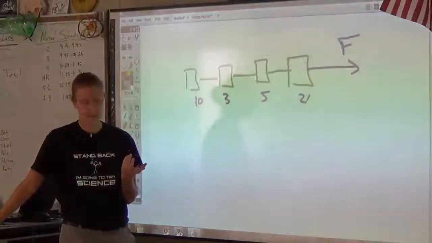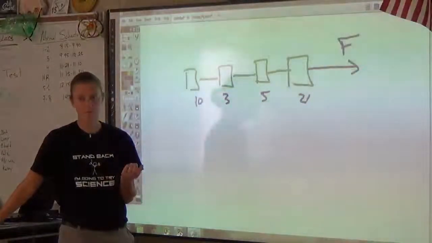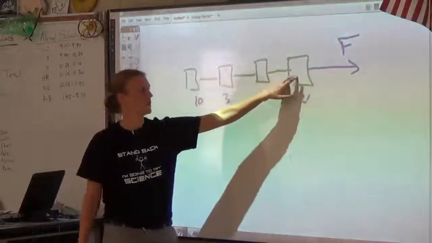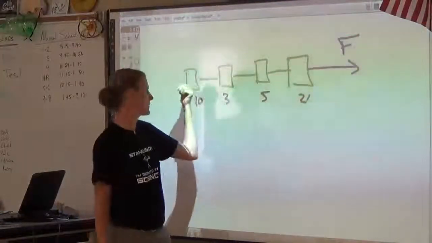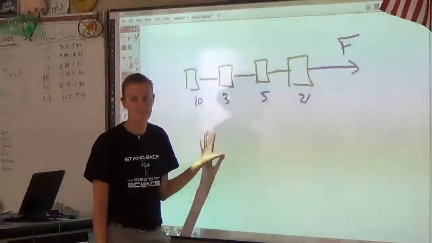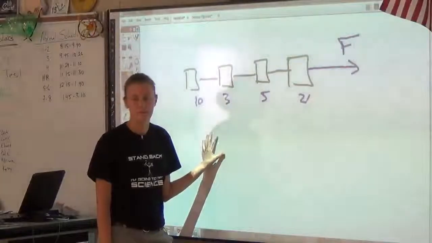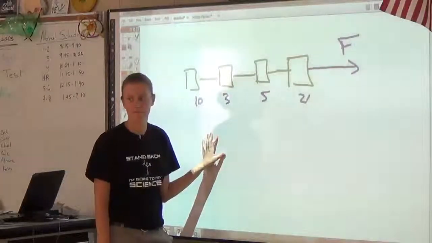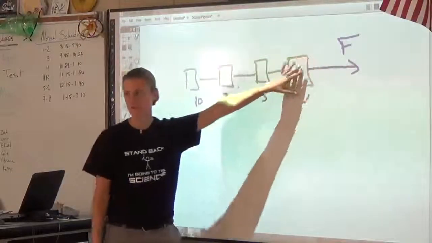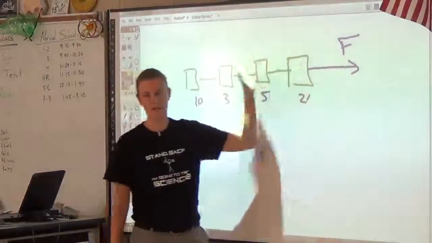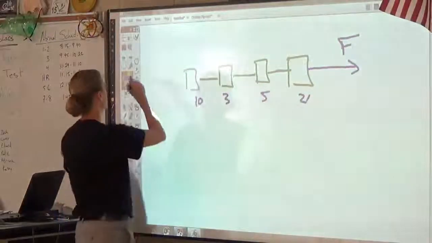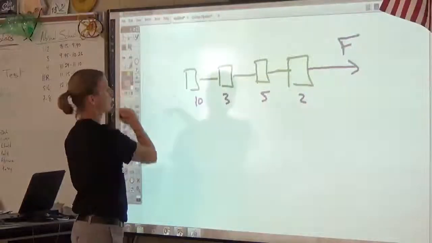Are they staying together? They're all tied together. We would assume they're staying together. So, is this one accelerating faster than this one because it's in front, or vice versa? Or are they the same? They should all have the same accelerations because they're staying together. It's not like one is speeding up faster than the other one. They're all stuck together. So we've talked about these before.